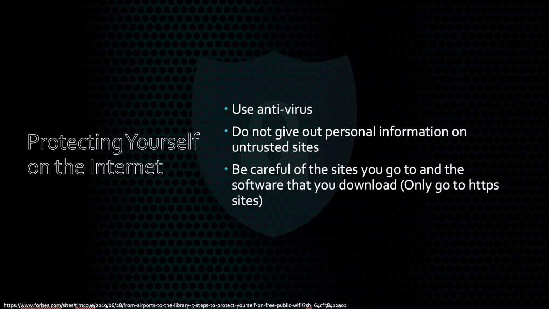Protecting yourself on the internet. First of all, use antivirus, because when you're on the internet and clicking links, you could potentially be downloading malware. Using antivirus will help protect your computer from any malware that might be trying to be installed. You're not intentionally installing malware. You're probably just clicking on links, not knowing that a link is malicious, and then downloading something. Antivirus will help protect you against that.